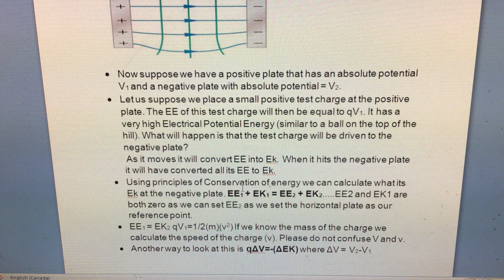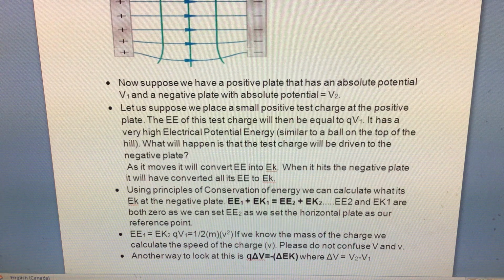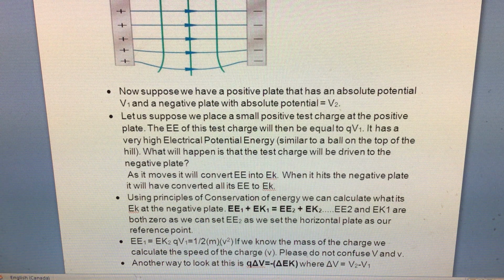We can say that the electric potential energy at plate 1, which is this guy, plus the kinetic energy at that plate, which is EK1, is equal to the sum of the two energies at the second plate. Now, if you start from rest, EK1 will be equal to 0. And at this plate, if we make this the reference plate, then we can make EE2 0. So what you can actually do then is say that EE1, the electric potential energy at plate 1, is equal to the kinetic energy at plate 2. And from that, you can actually solve for the speed of the charge.